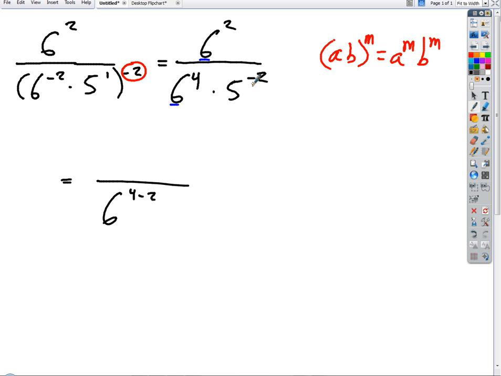Because I've got a negative exponent on the bottom, in a fraction a negative exponent is always positive in the other part of the fraction. So if it's negative on the bottom, it's positive on the top. And so my answer ends up being 5 squared over 6 squared, which is 25 over 36. Make sense?